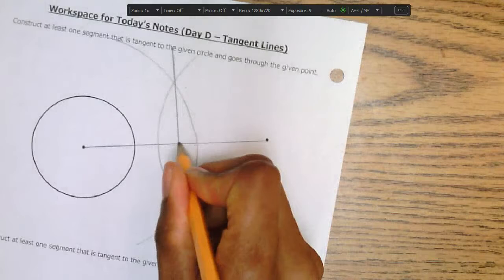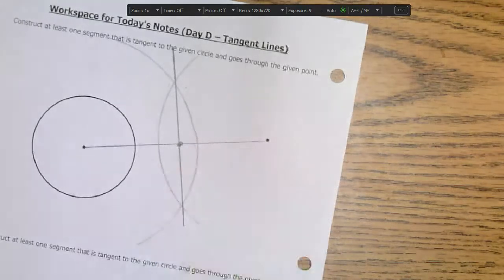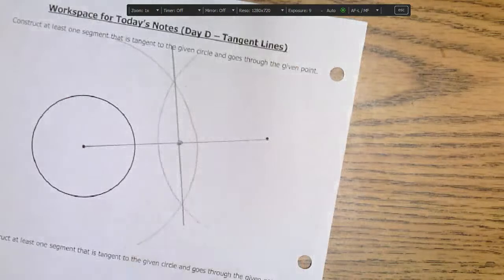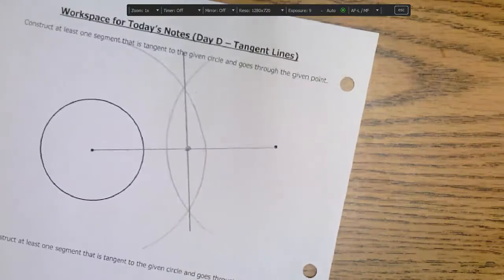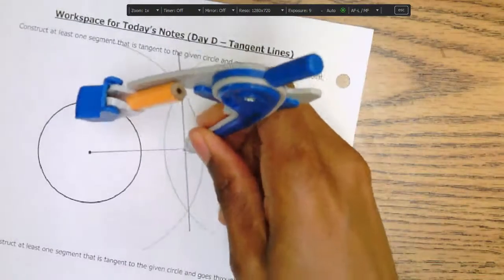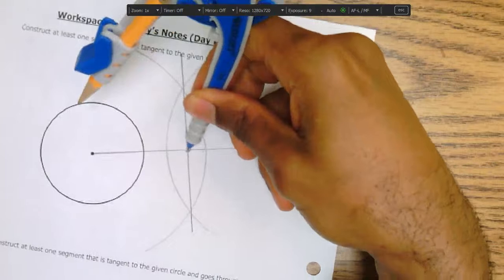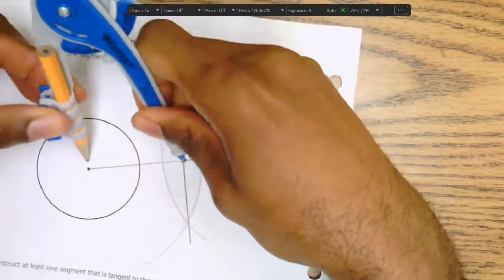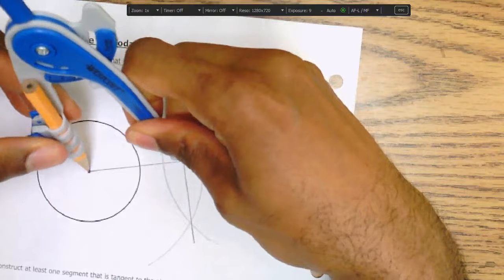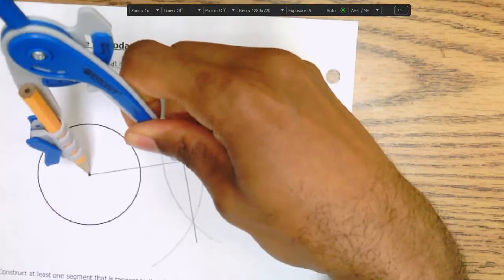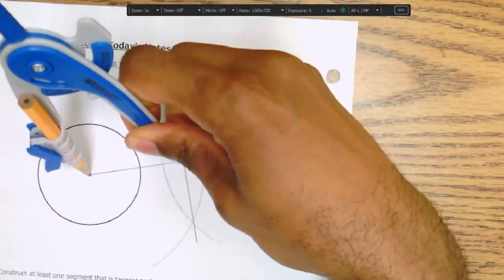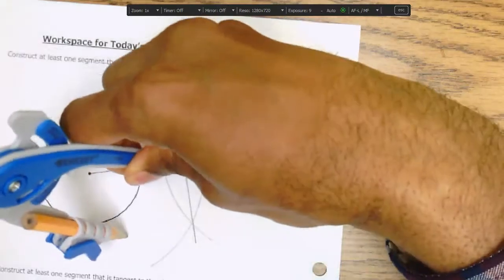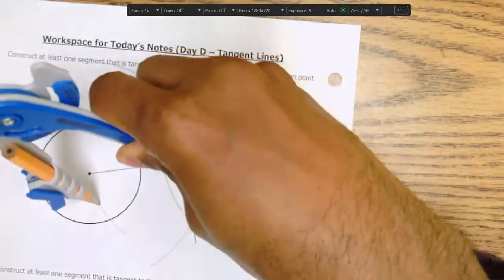Now, what we need is the midpoint that's going to be right here in the center of the fish. We'll need that for our last arc. Because next you want to go ahead and put your compass at the midpoint and adjust the width of the compass so that it is to the center. So extend your compass between the midpoint and the center of the circle. And then go ahead and draw an arc that passes through the center of the circle, like this.